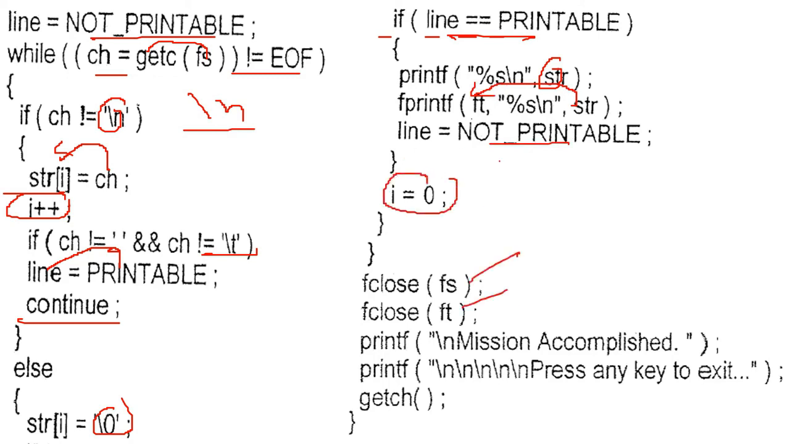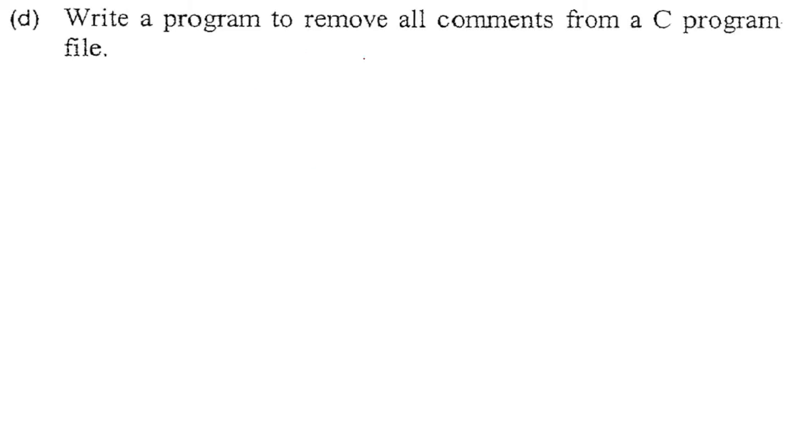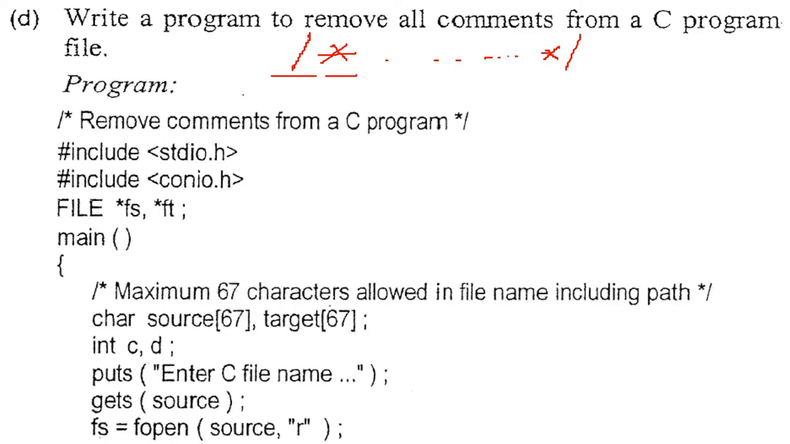Write a program to remove all comments from a C program file. So a comment is specifically a slash followed by a star. Then all the contents we have to just skip, and see that it must end with a star and a slash. So we have to remove comments from a C program. This is stdio, conio. We have a source and a target file.